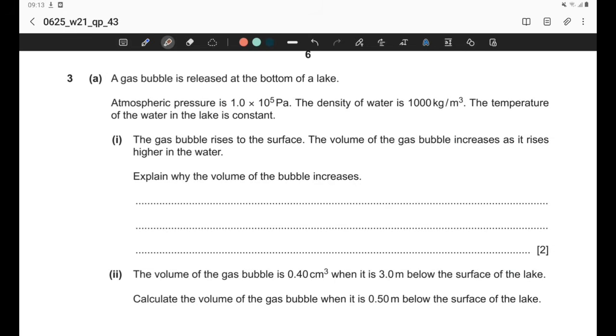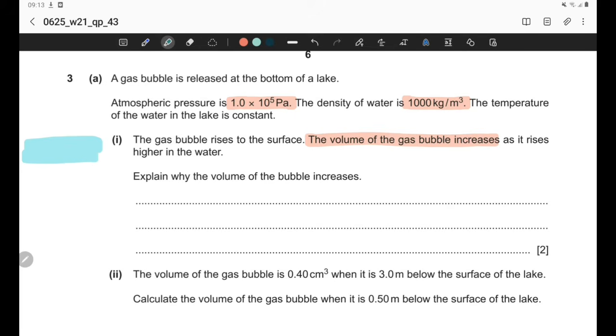Question 3, Part A. A gas bubble is released at the bottom of a lake. Atmospheric pressure is 1 times 10 to the power 5 Pascal. The density of the water is 1000 kilogram per meter cube. The temperature of the water in the lake is constant. Part 1. The gas bubble rises to the surface. The volume of the gas bubble increases as it rises higher in the water. Explain why the volume of the bubble increases.